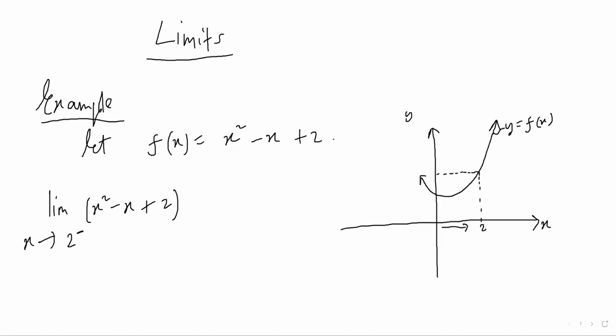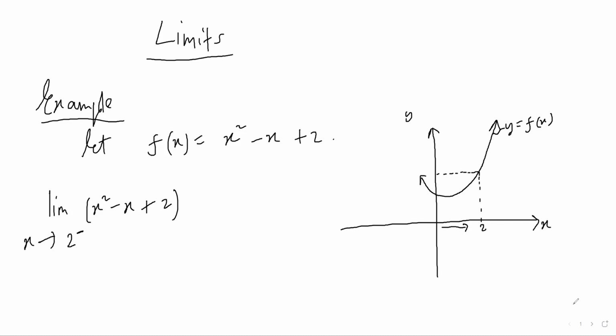It's got two columns. The first column is for the x values, and the second column is for the corresponding function values. The x values we choose are going to be close to 2 from the left, because the x values are approaching the number 2 from the left.